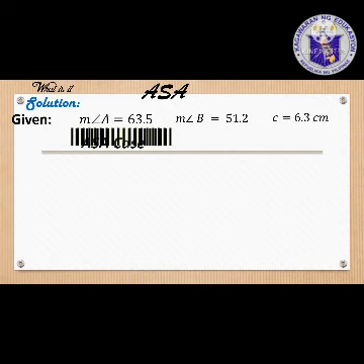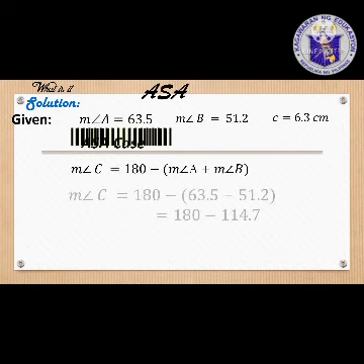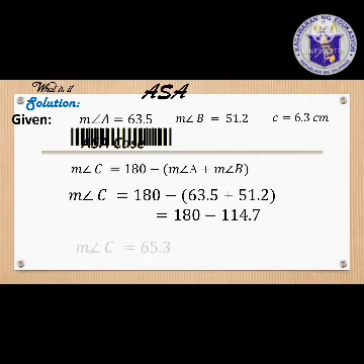We can easily find the measure of angle C. Simply apply that the sum of the three angles of a triangle is 180. Subtracting the sum of the two angles from 180 is 65.3. The measure of angle C is 65.3.